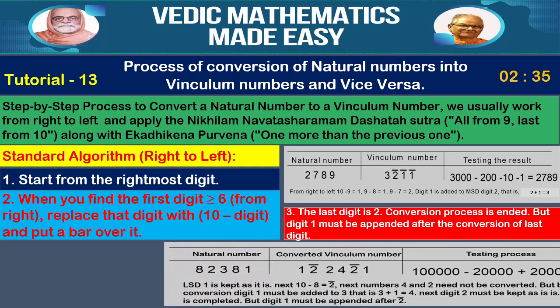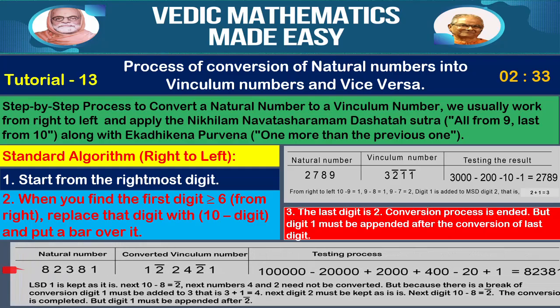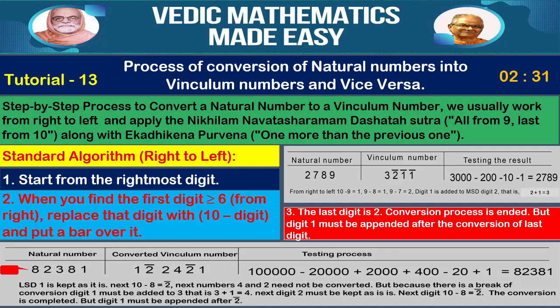Friends, similarly, let us convert another natural number 82381 into Vinculum number. Trace the number from right to left. LSD is 1. This need not be converted as it is less than 6. Simple. Next, 10th place digit is 8. The conversion of 8 gives 10 minus 8 is equal to 2 bar.